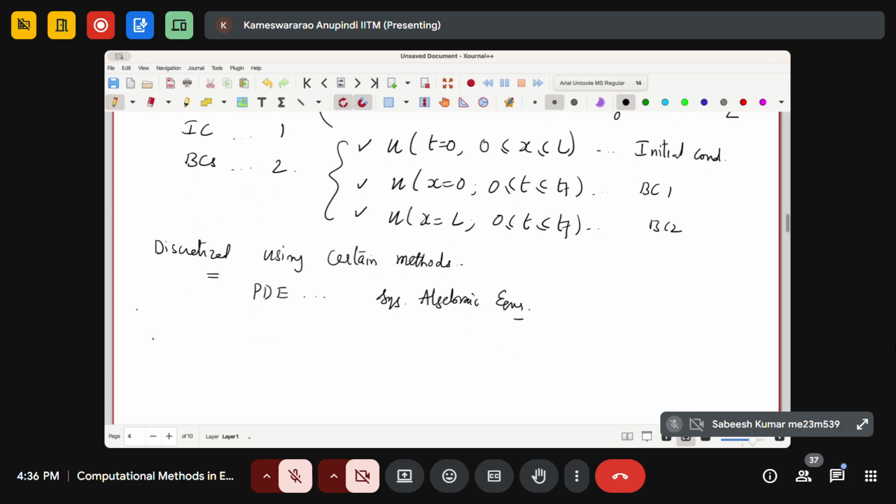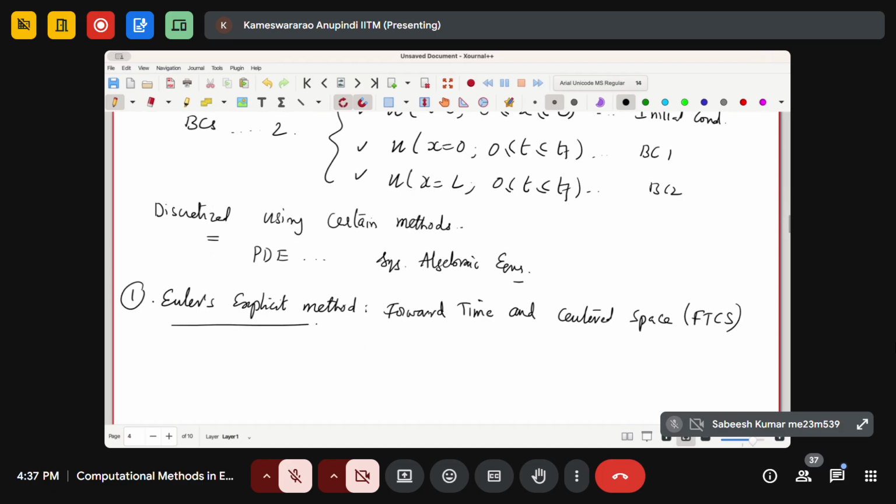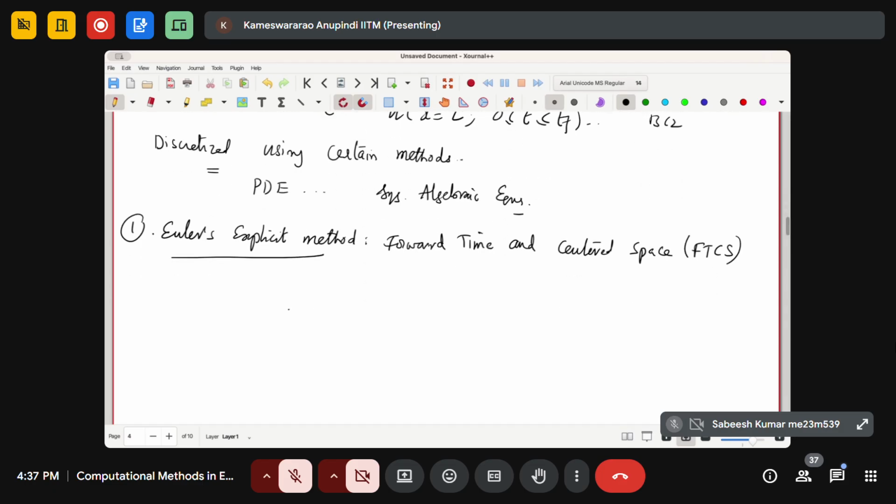So the first one is known as Euler's explicit method, also known as forward time and centered space. We call it FTCS, forward time centered space, or Euler's explicit method, in which case we're going to discretize this as ∂u/∂t = α ∂²u/∂x².